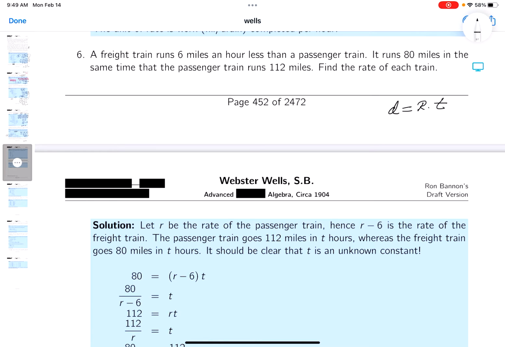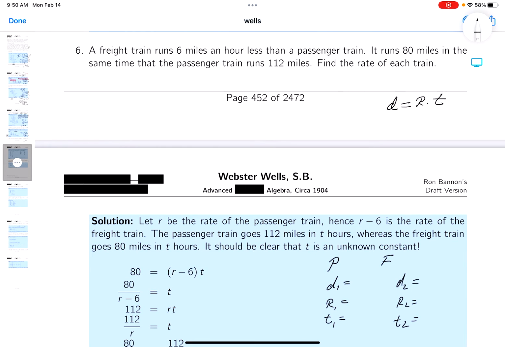So if I wrote this down, I got a passenger train and I got a freight train. And I'm going to put down distance, the rate, and time. And I'm just going to, for arbitrary reason, call this D1, R1, T1. And this would be D2, R2, T2. Now, I want to point out, looking at it, what I do know is something with the rates right from the get-go. Now, it may not be useful, but I do know this.